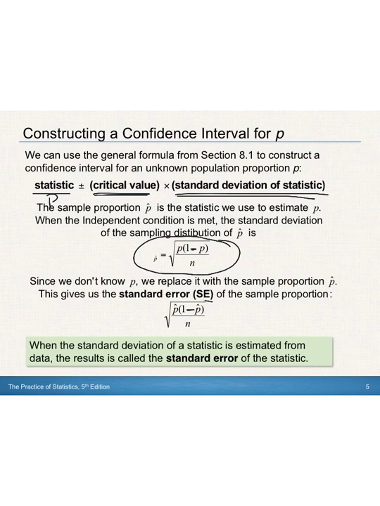We use the exact same formula, but we're using p-hat instead of the population proportion because we don't have the population proportion. So this is called the standard error when we're using the sample. Standard error is when you use the statistic to estimate the standard deviation of the population.